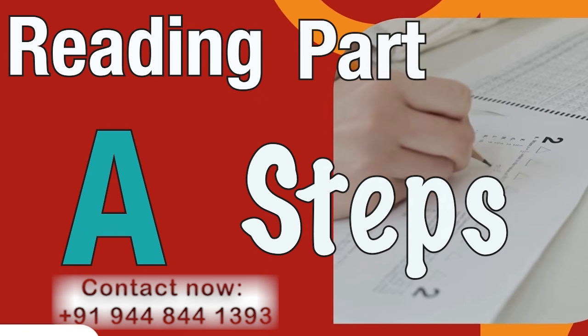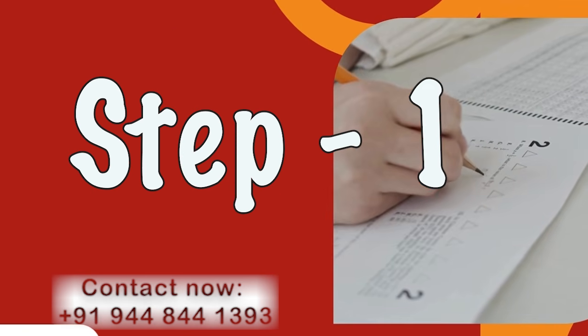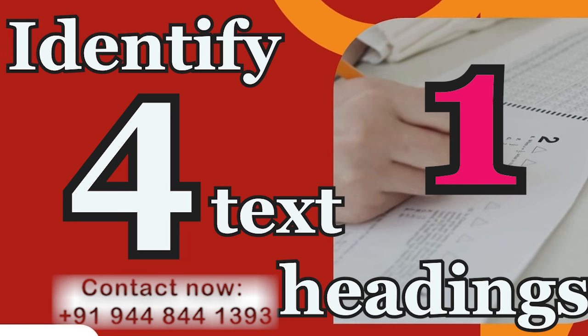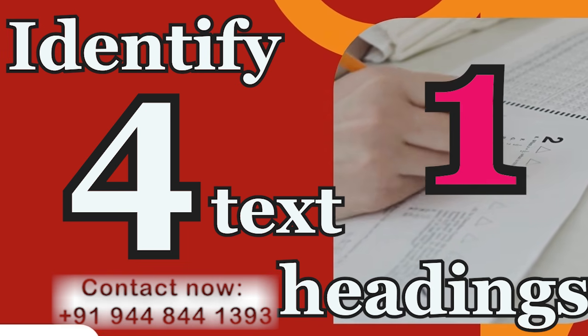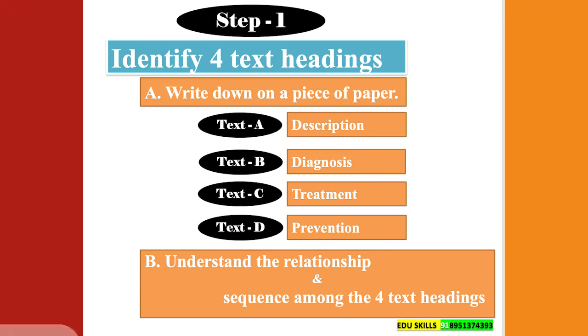First thing, as you take up your reading part A practice, what you have to do? You have to identify the 4 text headings. What are the headings? Then write them down on a piece of paper or in your notebook. Understand the relationship and sequence among the 4 text headings.